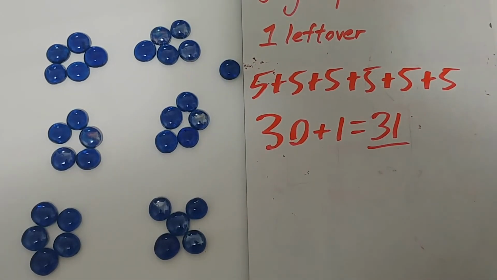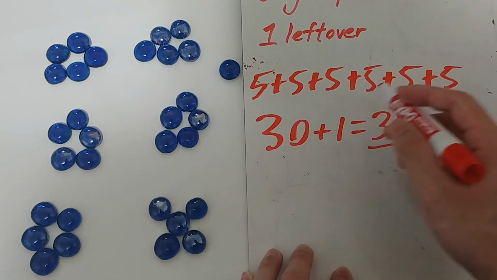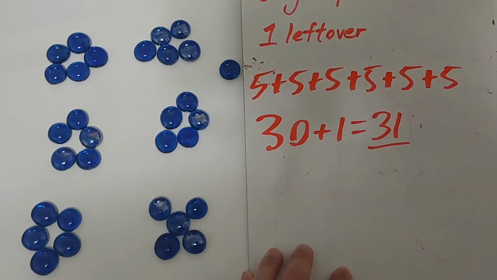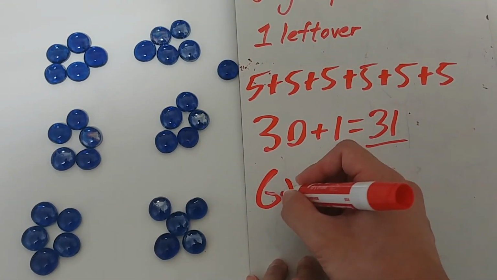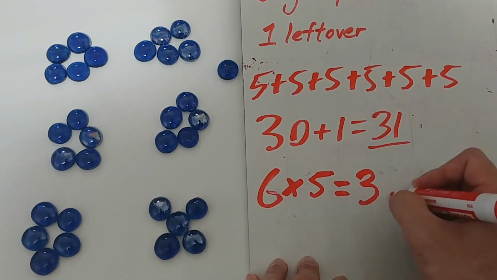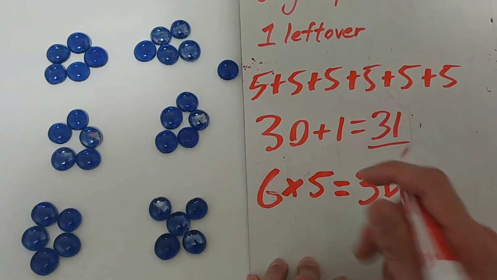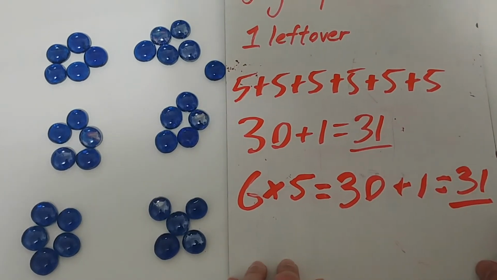Now, let's extend this a little bit further. Let's think about multiplication. If we have 6 groups of 5, what multiplication equation can we actually write to represent this? Well, we could write 6 times 5, first of all. And you would know that that's 30, plus the extra 1, gives us an answer of 31 as well.